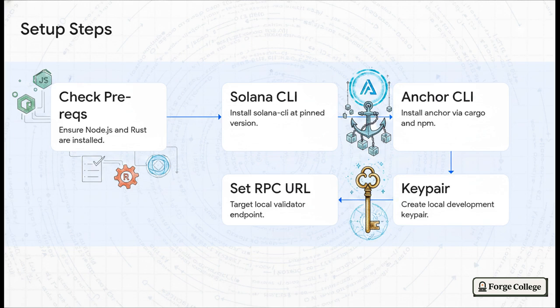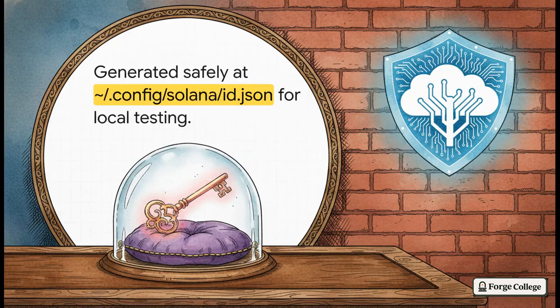Boom, zero guesswork involved. I want to focus on Step 4 for just a second. The script safely generates a durable local keypair located at the path you see there.